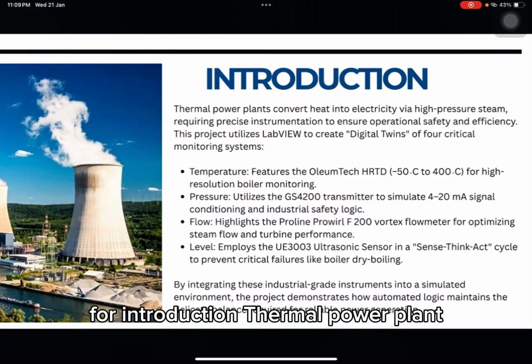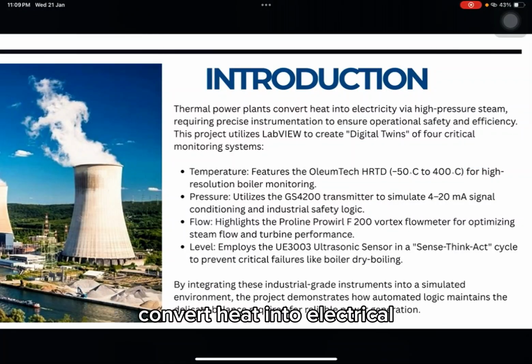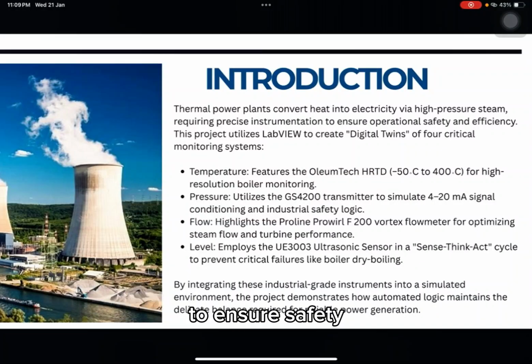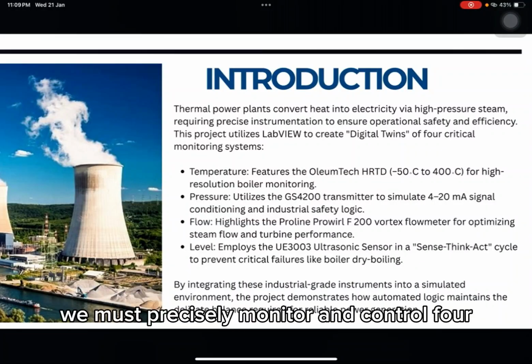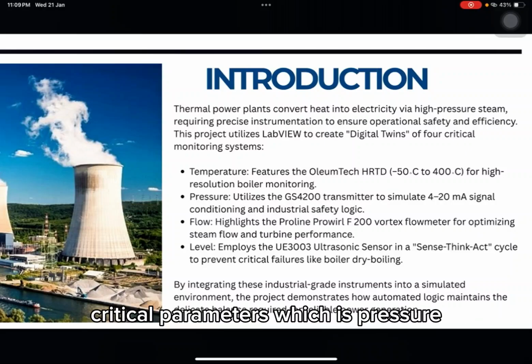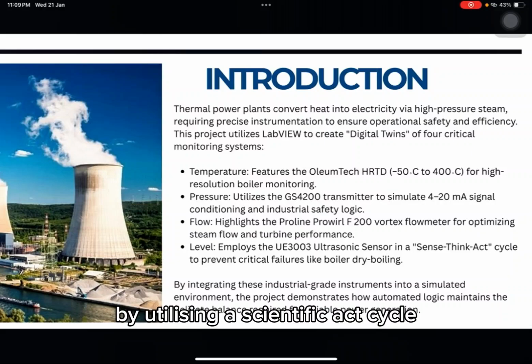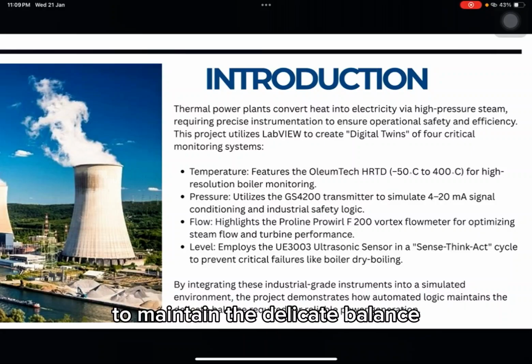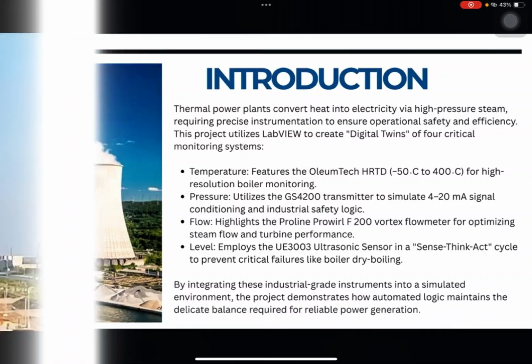For introduction, thermal power plants convert heat into electrical energy by using high pressure steam to drive turbines. To ensure safety, we must precisely monitor and control 4 critical parameters, which are pressure, temperature, flow, and level. By utilizing a synthetic steam cycle, our project used industrial-grade sensors and LabVIEW logic to maintain the delicate balance, preventing equipment damage and ensuring peak operation efficiency.